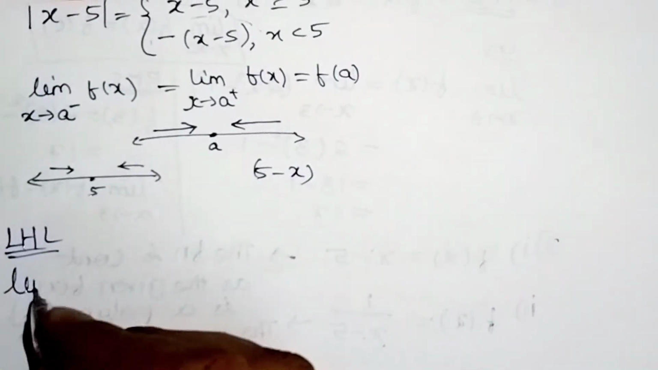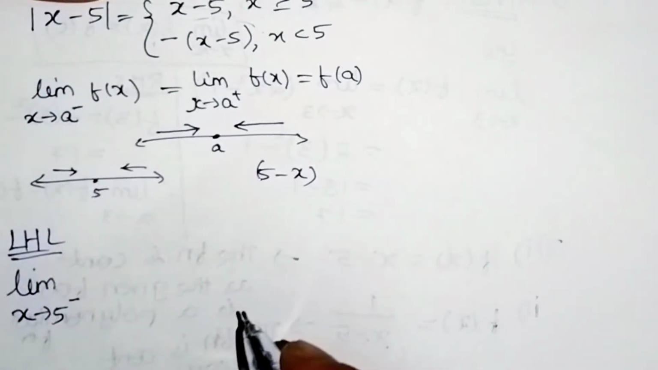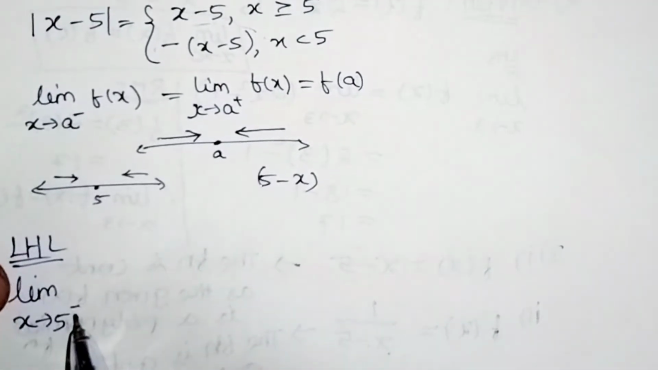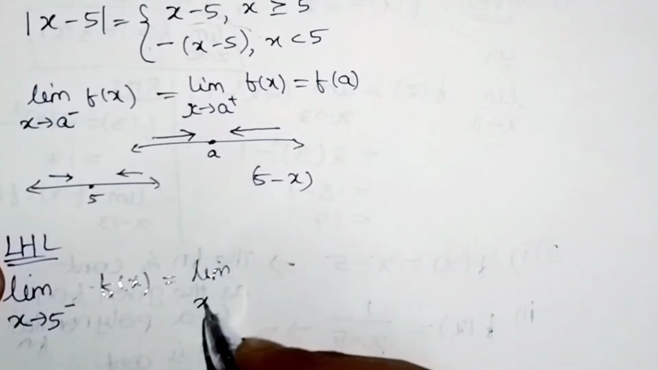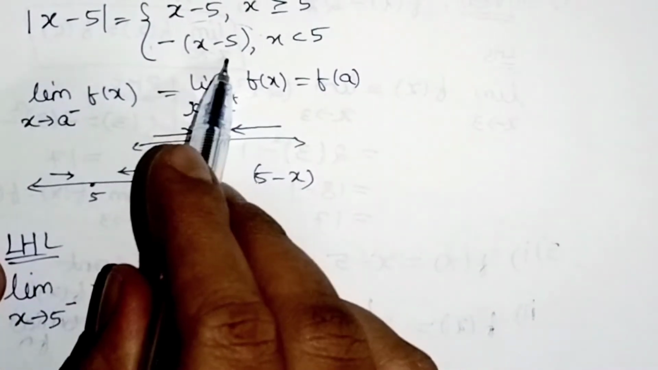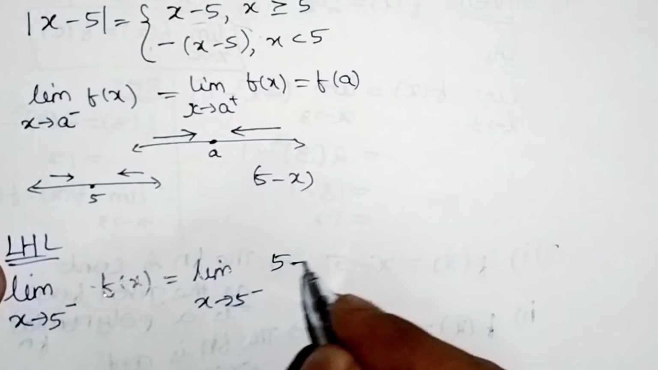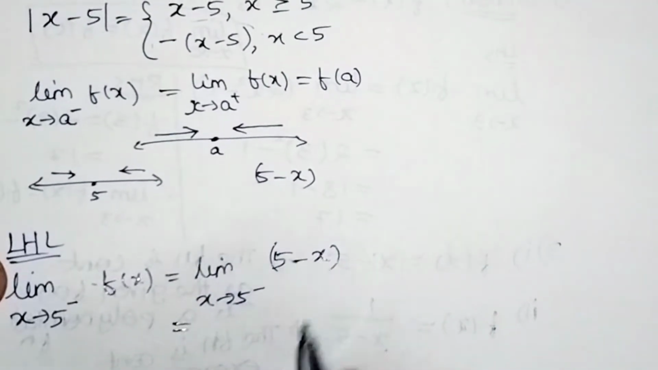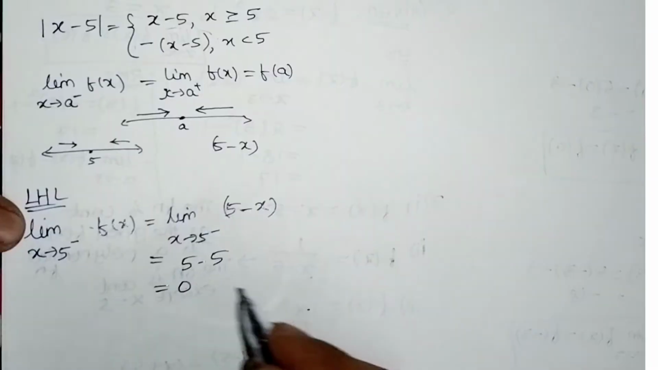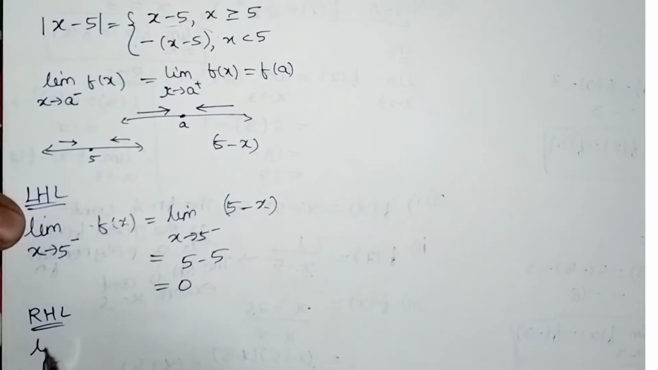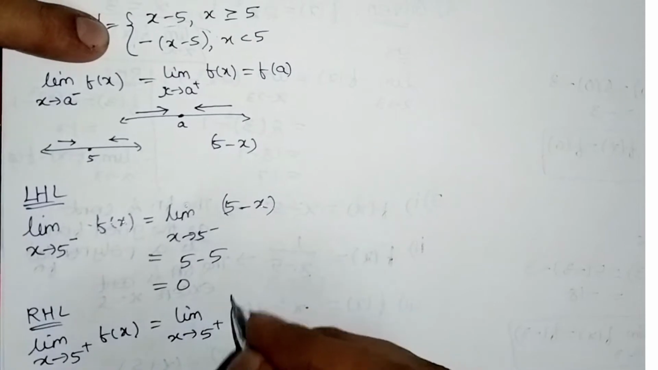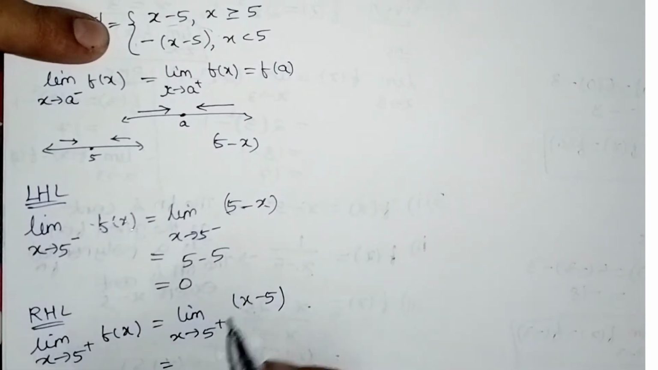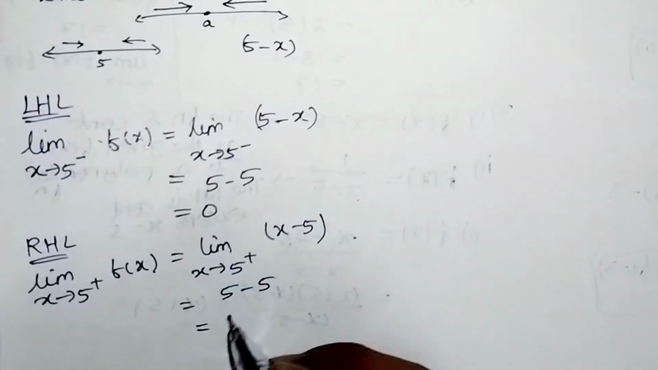Okay, limit x tends to 5, with the power minus and plus, which you need to mention: minus to indicate the left hand limit, plus for the right hand limit, of f of x. Here the function for the left hand limit, for x less than 5, is minus of x minus 5, or you can multiply the minus inside, so it is 5 minus x. When you substitute 5 in place of x, it is 5 minus 5, 0. For the right hand limit we need to represent the power as plus, and write the function. So limit x tends to 5 plus, the function is x minus 5, and when you substitute the value in place of x, it is 0.